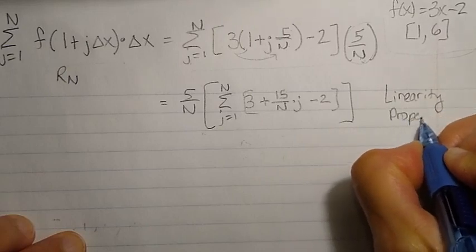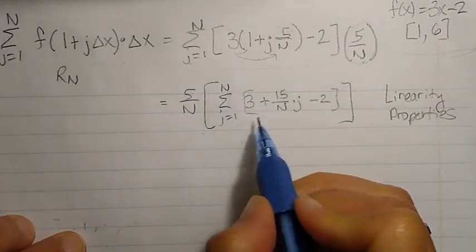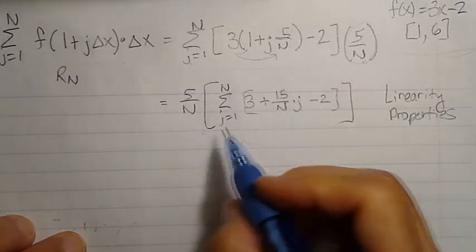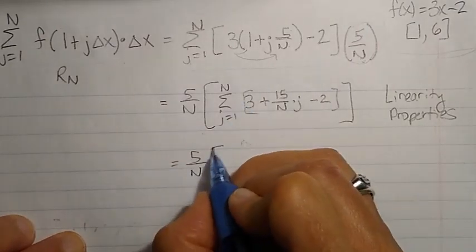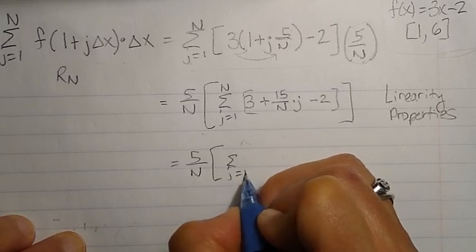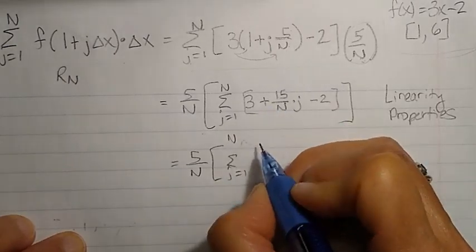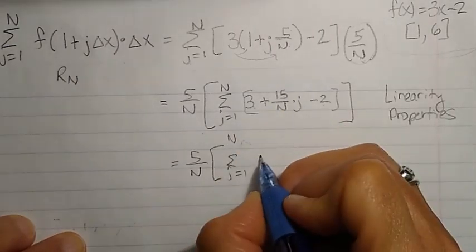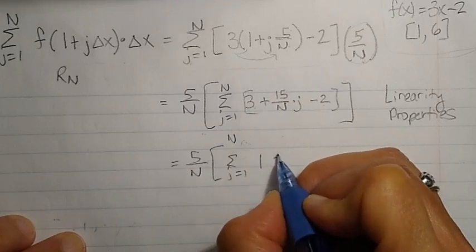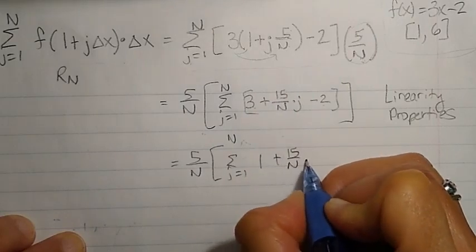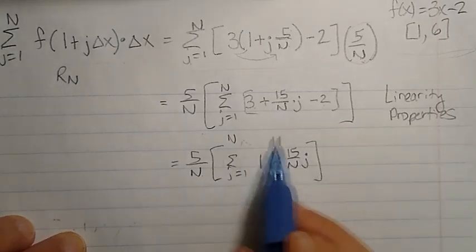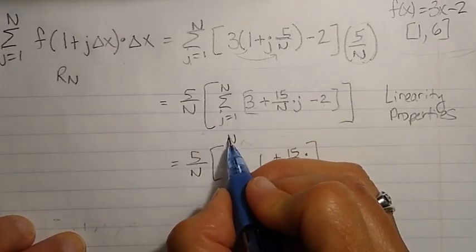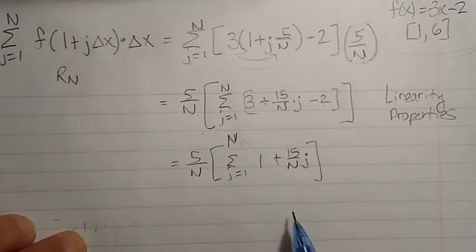Now I'm going to use my linearity properties of sums. Look in the section for the linearity properties to break these up into pieces. Maybe I'll write one more step, just recopying. I've got 5 over n, 3 minus 2 is just 1, plus 15 over n j. So now I've got 5 over n out front of this whole sum and 2 different terms.